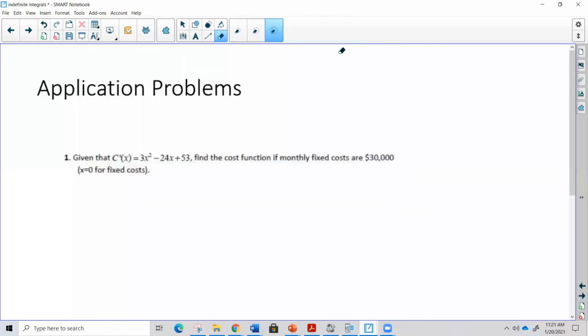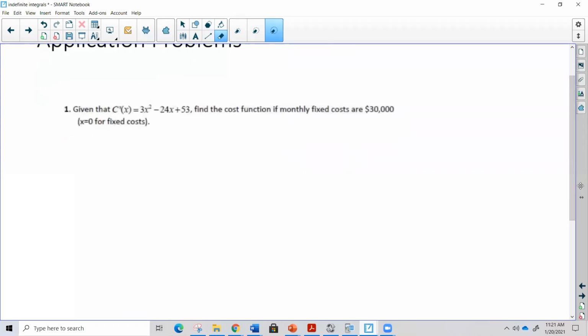So in this video, I'm going to show you how to do a few application problems using the integral. And for these problems, we generally will find the value of c. So our first problem is given that c prime of x equals 3x squared minus 24x plus 53.